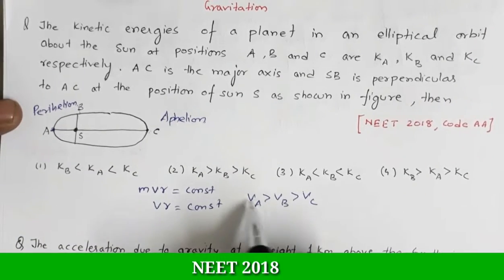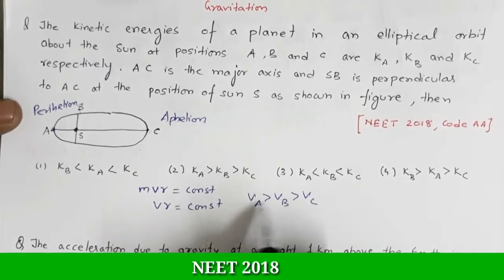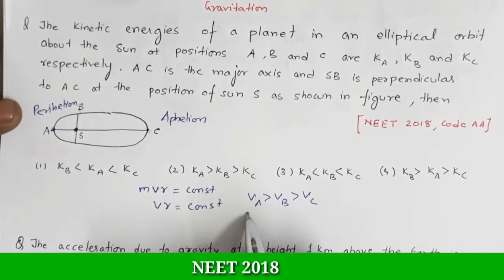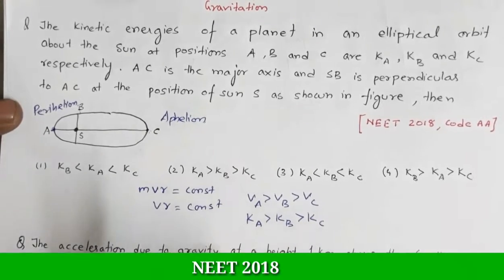So since the speeds follow this relation, we can say that the kinetic energy at A will be greater than the kinetic energy at B, and it will be greater than the kinetic energy at C. So from among the given options, option 2 is the correct answer.